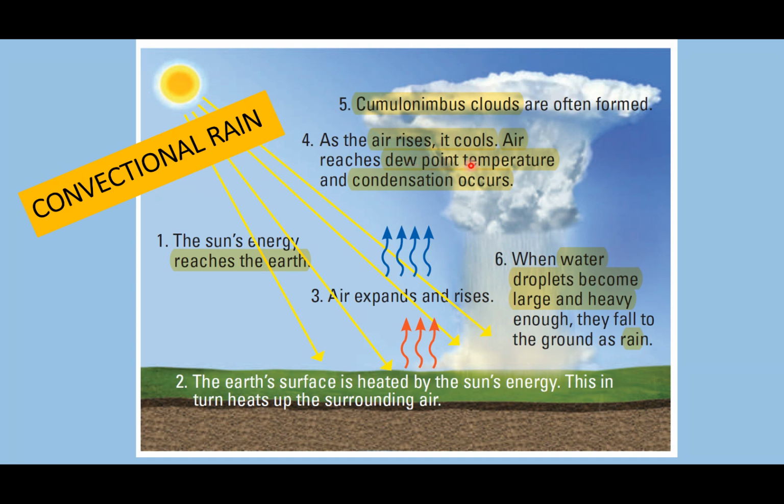Air reaches dew point temperature and condensation occurs. Number five, cumulonimbus clouds are often formed. Number six, when water droplets become large and heavy, they fall to the ground as rain.